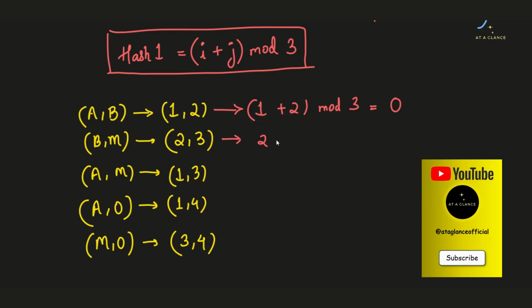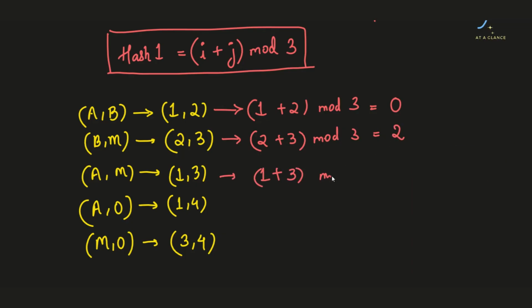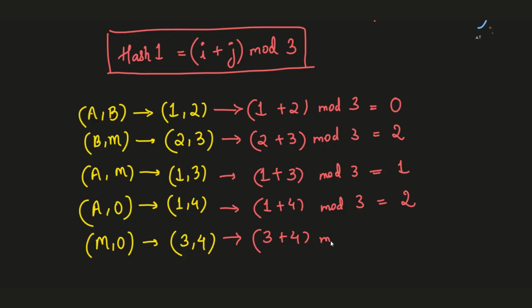Similarly, we can have 2 plus 3 modulo 3, which gives us 2 as the answer. Similarly, we can have 1 plus 3 modulo 3. It gives us 1 as the answer. Now, for this particular pair, 1 and 4, we can have 1 plus 4 modulo 3, which gives us 2 as the answer. Similarly, for this pair, we can have 3 plus 4 modulo 3, which gives us the answer as 1. So you can see we have got the hash value of every single pair.